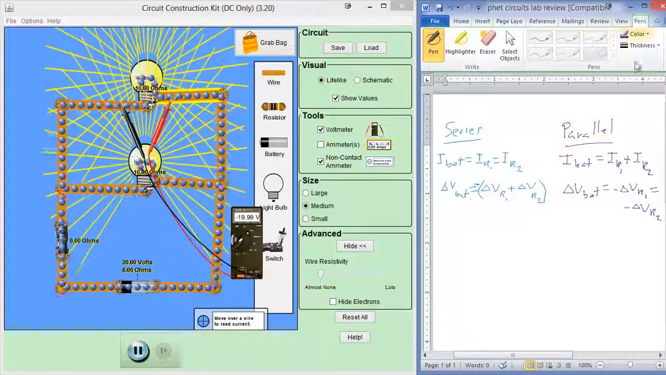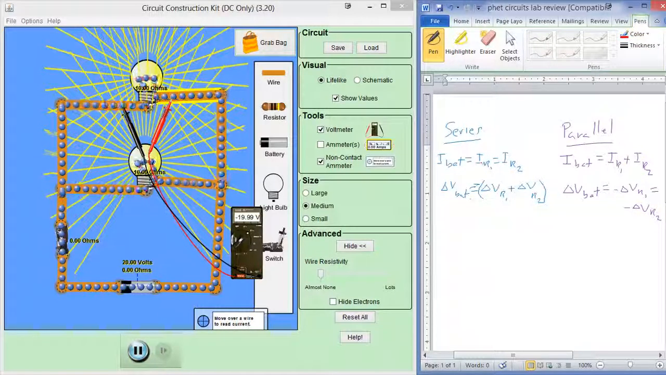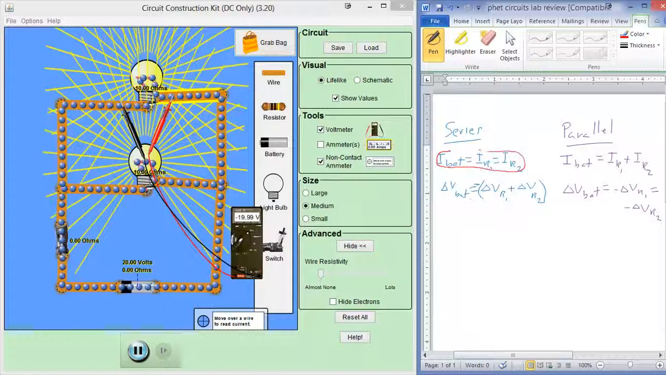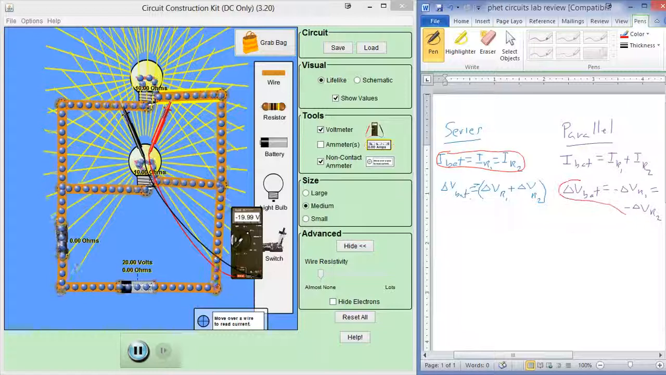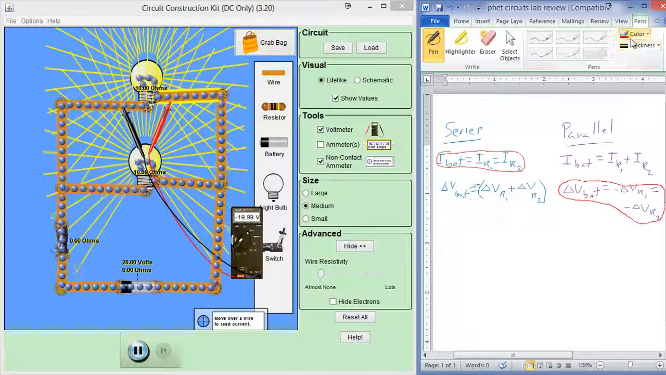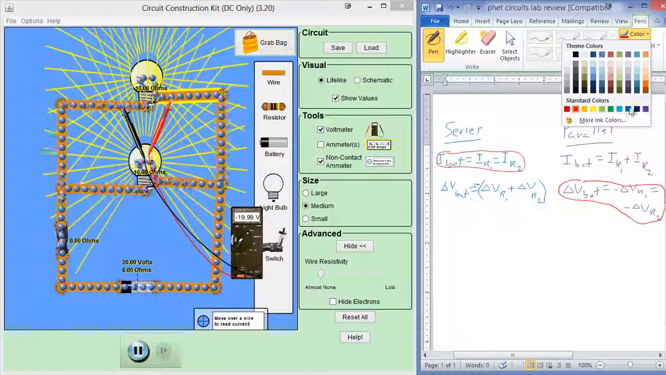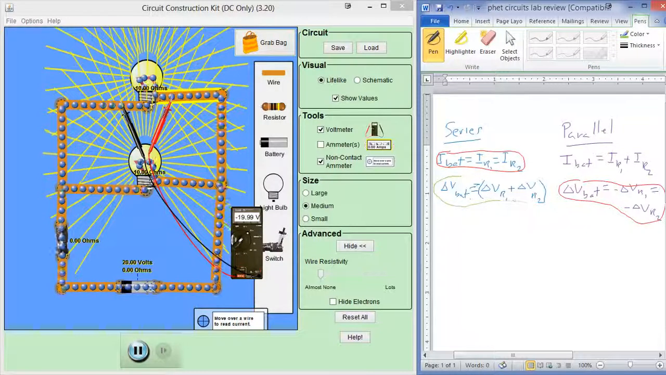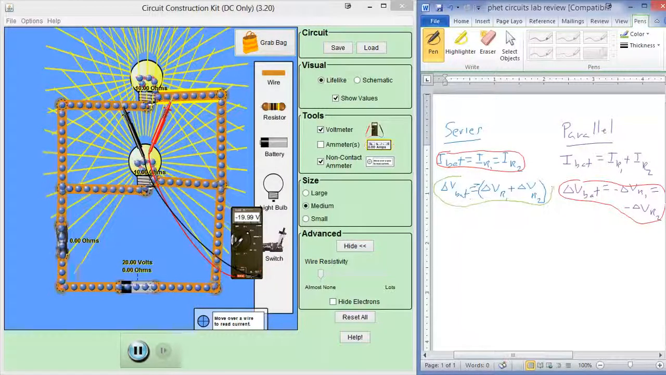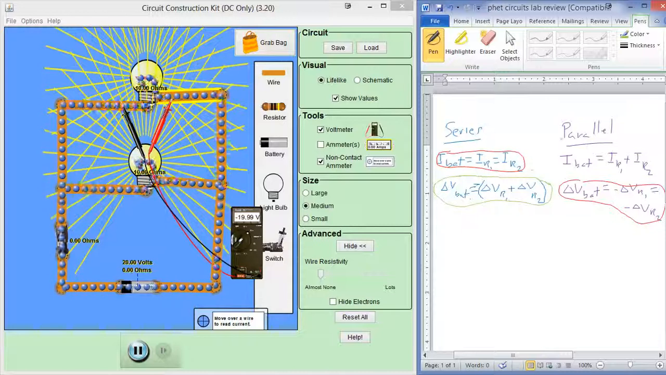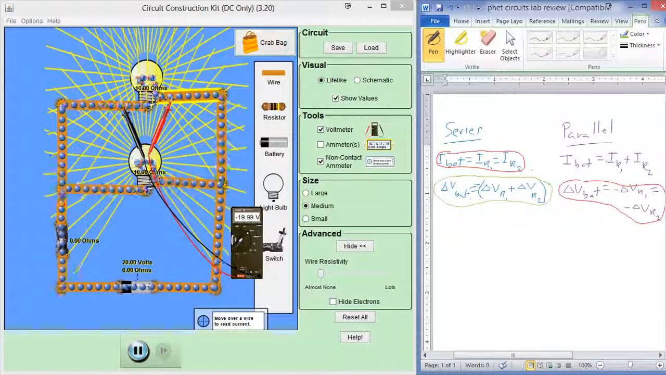Take a look at the symmetry we've got going on here. In a series circuit, we were saying that it's current which is the same for each resistor. In parallel circuits, we're saying it's the voltage that is the same across each resistor. And let's look for another similarity here. In a series circuit, we said the voltage gain in the battery equals the sum of the voltage drops across the resistors. Whereas for the parallel circuit, it is the current that we add together to get the total current through the battery.